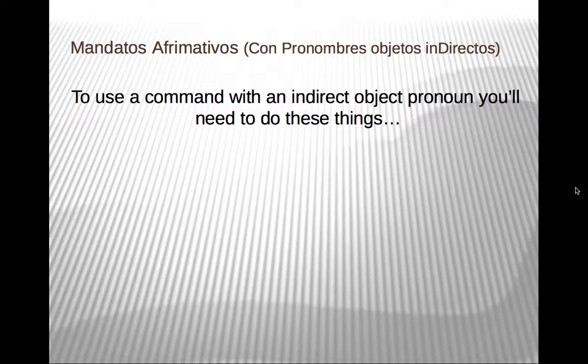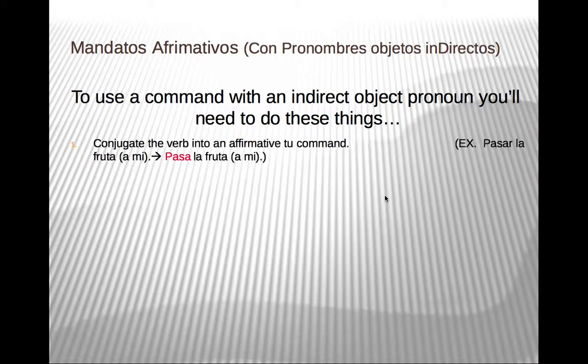Just like direct objects, we can also use indirect objects. That's receiving the direct object. So you say pass the hamburger to me. The me is the indirect, the hamburger is the direct. It's basically the same steps. The example I have here is pass the fruit to me: pasar la fruta a mí.